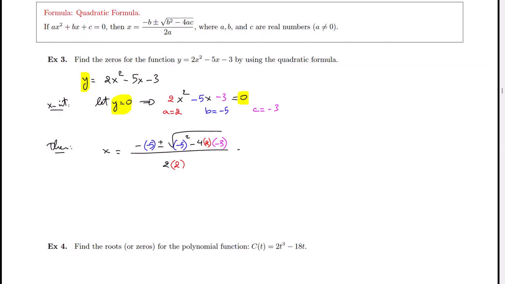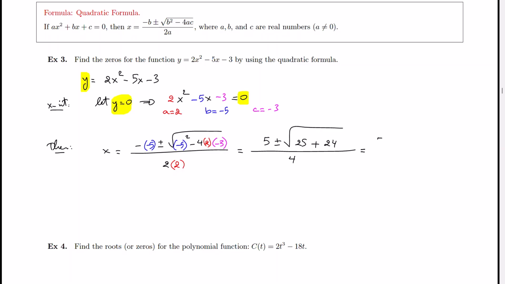Okay, so at this point, all we have to do is basically use PEMDAS. So let's begin with the double negative in front. That's going to be positive 5, plus or minus. Then we have negative 5 squared, which is going to be 25. And now we have to multiply the 4 times 2 times 3. It doesn't matter what order you do it in, as long as you do all 3 of them, you'll be good to go. First, we need to notice that it's a positive value, because negative times negative will be positive, and 4 times 2 is 8. 8 times 3 will be 24. And on the denominator, we have 2 times 2, which is 4.